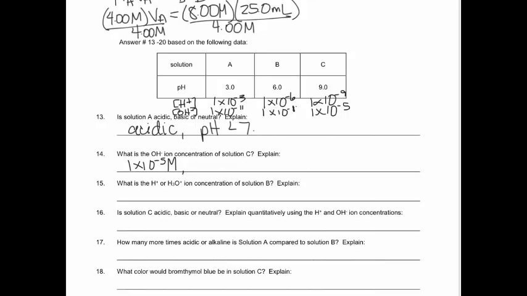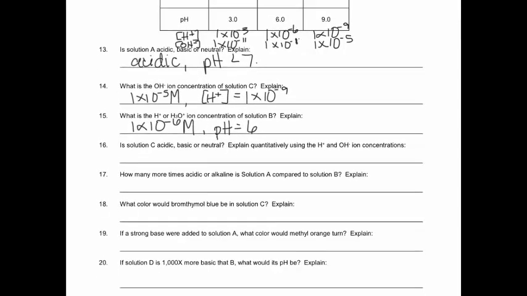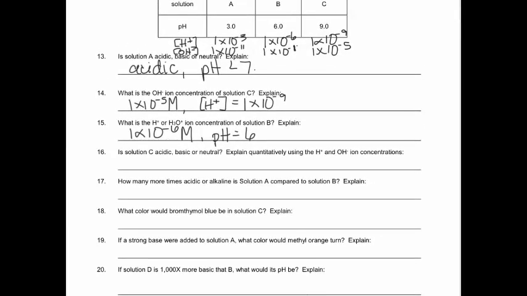And our explanation can just be that the H plus concentration is 1 times 10 to the negative 9. And then number 15, what is the H plus or H3O plus ion concentration of solution B? We already figured that out to be 1 times 10 to the negative 6 molar. And that we can justify because the pH is 6. 16 is solution C, acidic, basic, or neutral. I'll leave that so I can still see that. It's going to be basic.